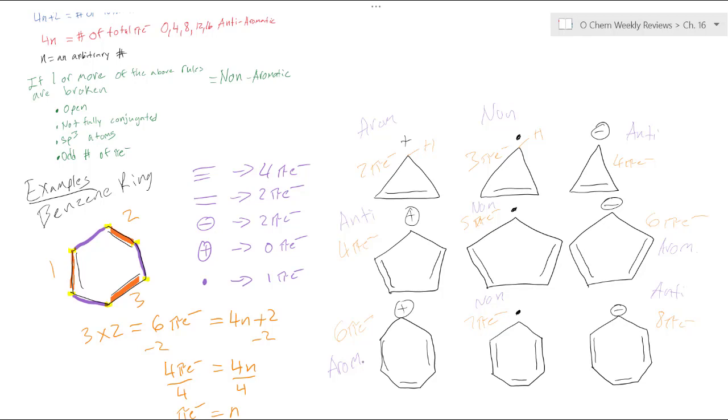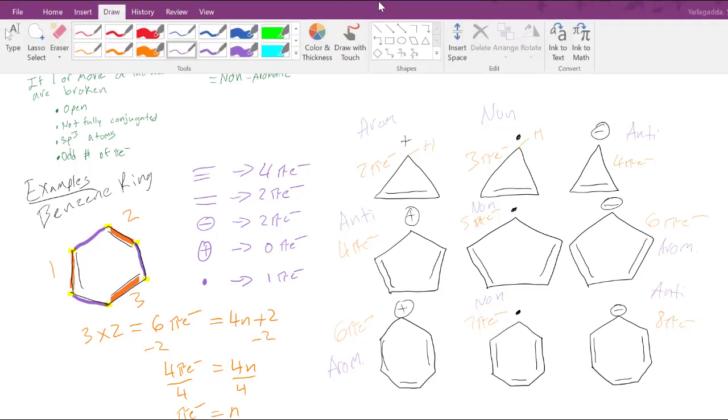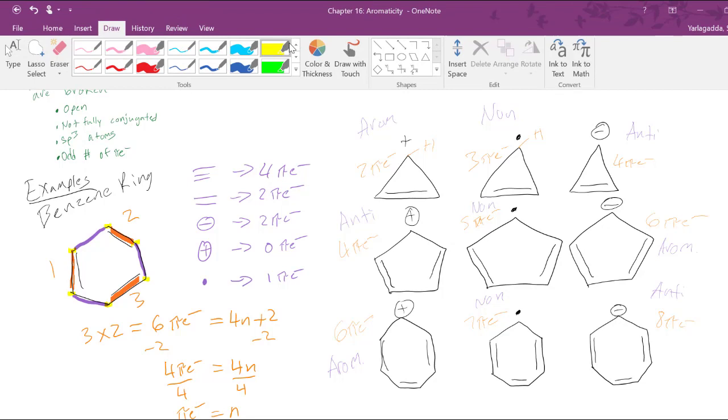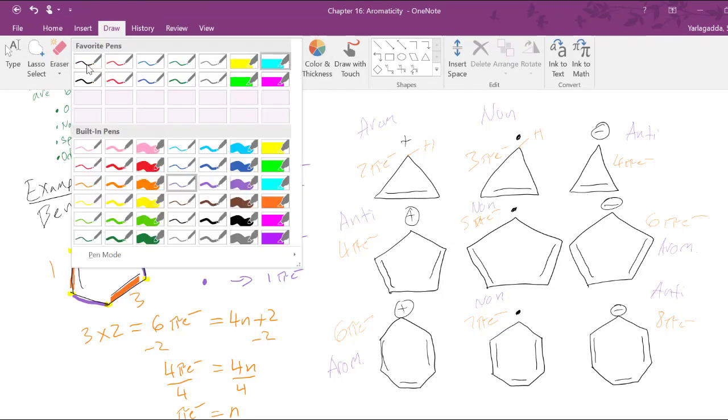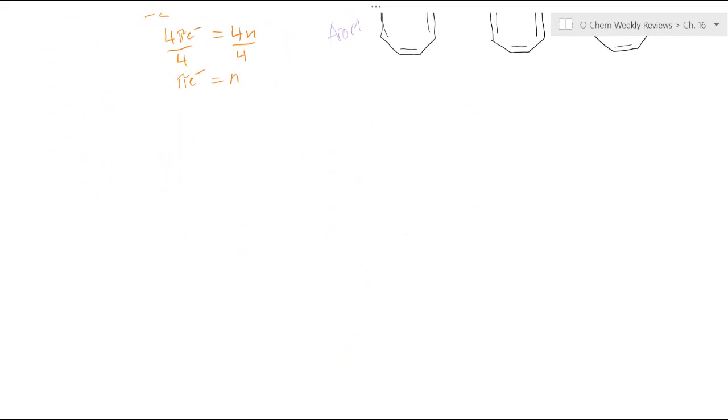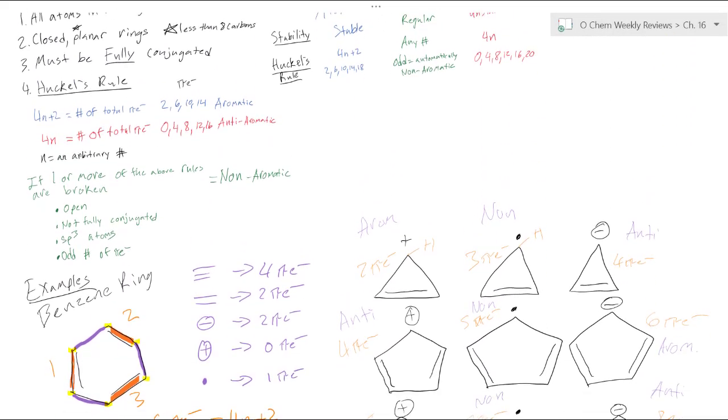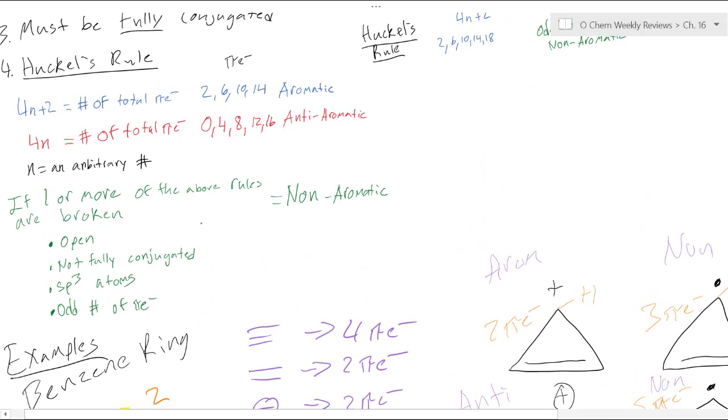Alright, so some examples of a quick way to see if it's non-aromatic. I talked about it right here. Essentially, if it looks like this, it's going to be non-aromatic. And if it looks like this, with just one double bond, but these carbons are all sp3 and they're not fully conjugated, again, non-aromatic. So non-aromatics are the ones that are actually easier to spot.